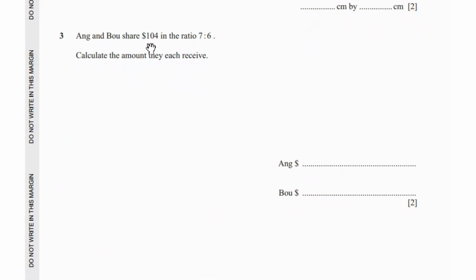Then Ang and Bo share $104 in the ratio 7:6. Calculate the amount they each receive. So for Ang, that's going to be 7 out of 13 times 104. And for Bo, it's going to be 6 out of 13 times 104.